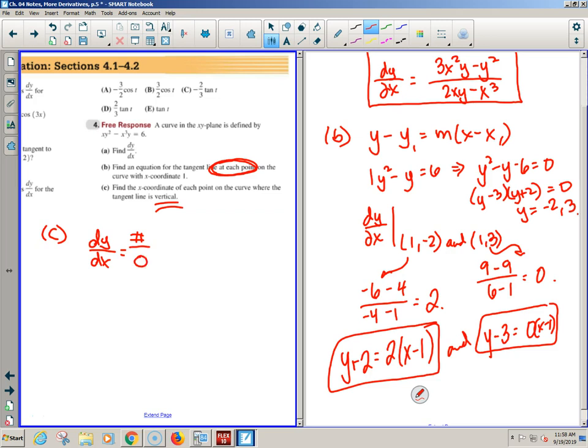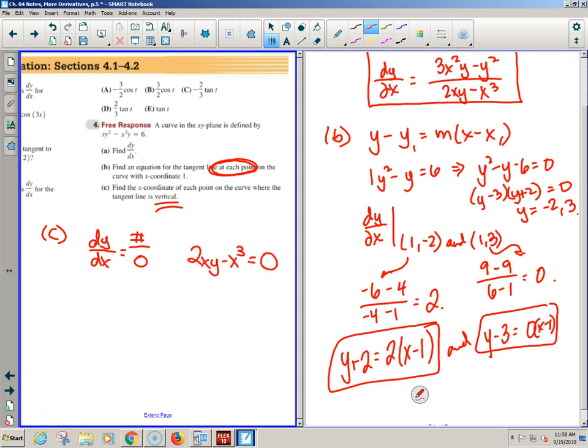Number over 0 for vertical. Vertical tangent line means a vertical slope, and a vertical slope means number over 0, where the derivative is infinite. It's an infinite form, remember? Plus or minus infinity. Anyway, okay. So all you do is take the denominator. The denominator is 2xy minus x cubed equals 0.